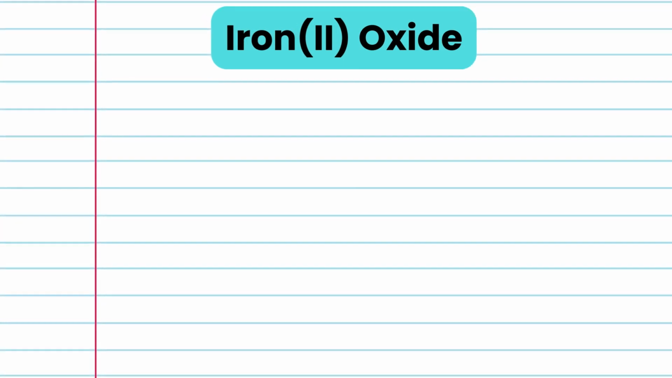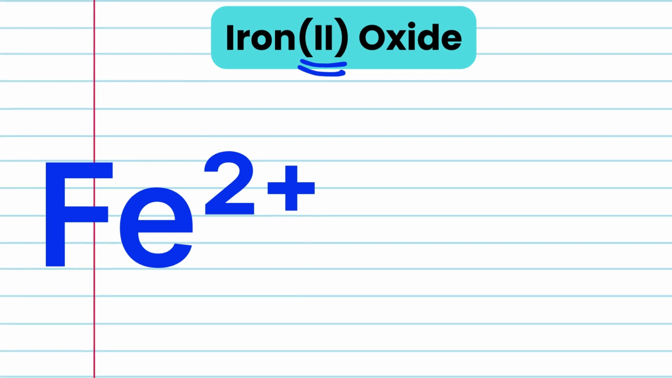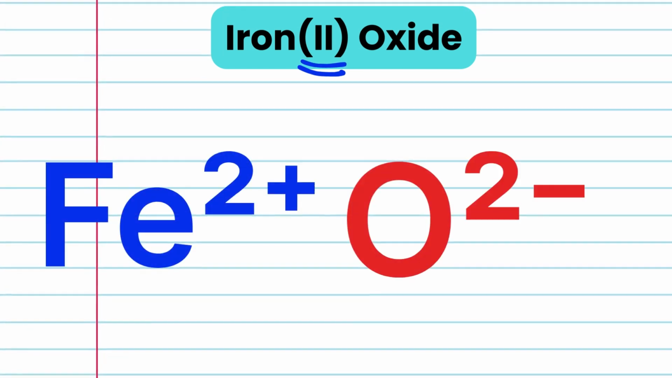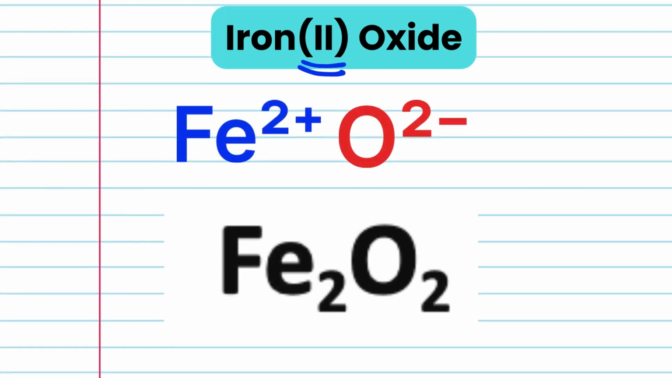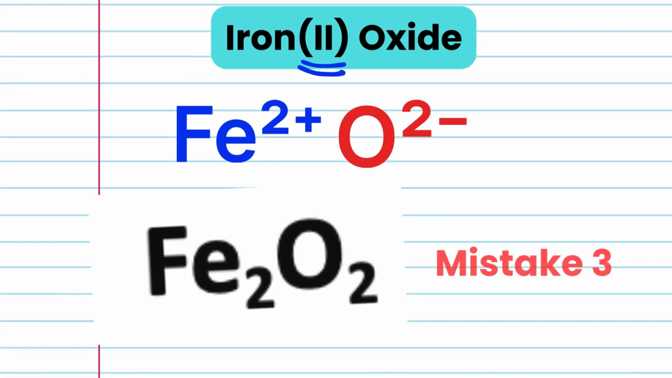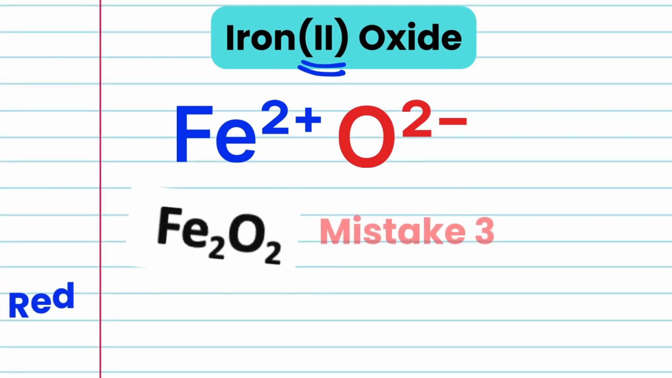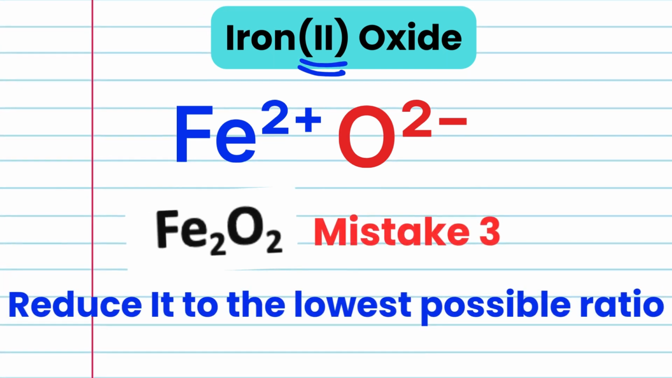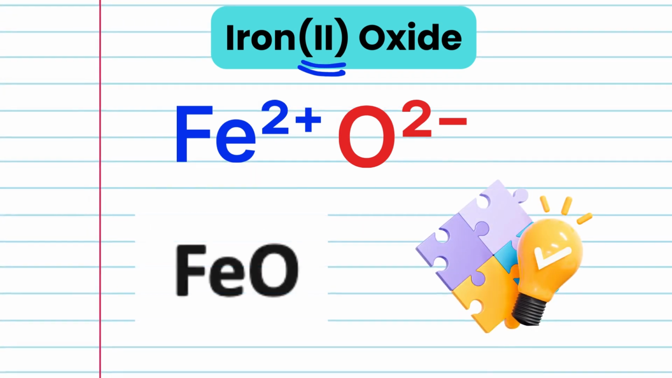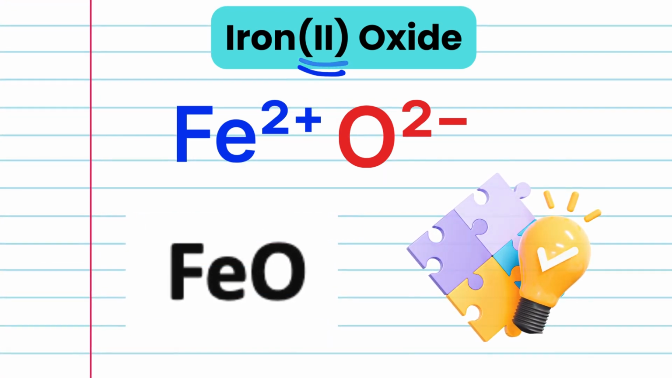Now let us write the formula for iron 2 oxide. Roman numeral 2 means Fe is 2 plus. Oxygen is 2 minus, so let's do a criss-cross, so we get Fe2O2. Some students leave the formula as is, and that is incorrect. You need to reduce it to the lowest possible ratio. So the formula is FeO for iron 2 oxide.